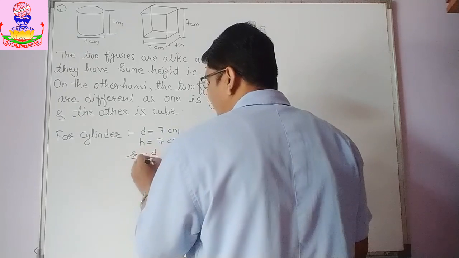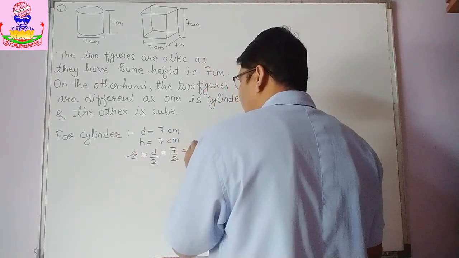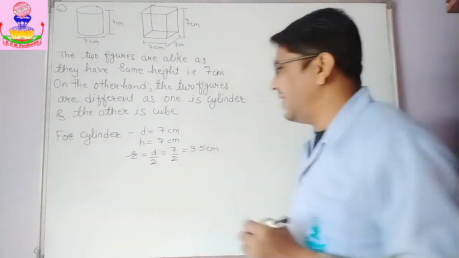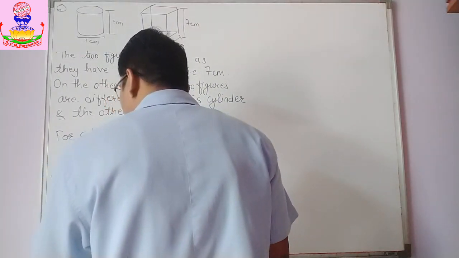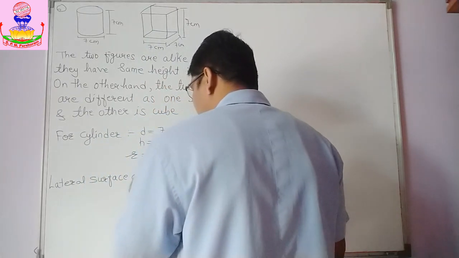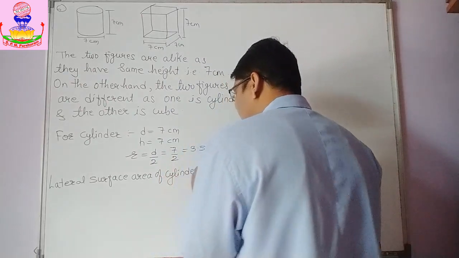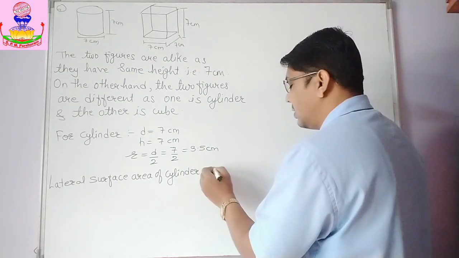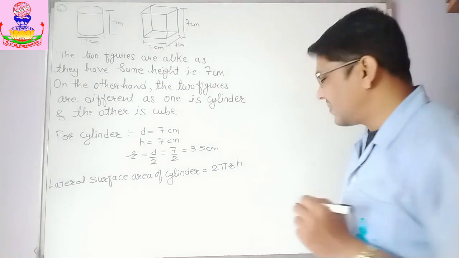So radius, what is it? D upon 2. So 7 upon 2. That is 3.5 centimeters. Right? Now I can find out the lateral surface area of the cylinder. What is the formula? Lateral surface area means curved surface area. So what is it? 2 pi r h.